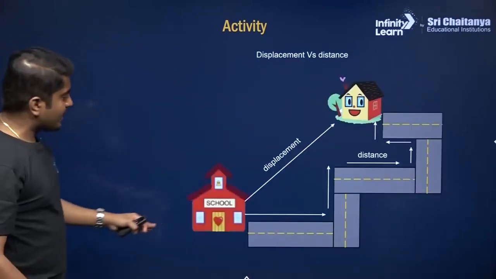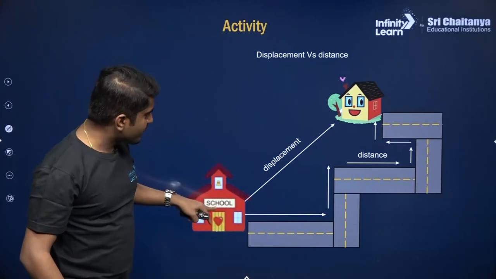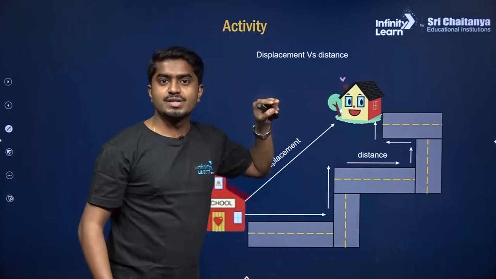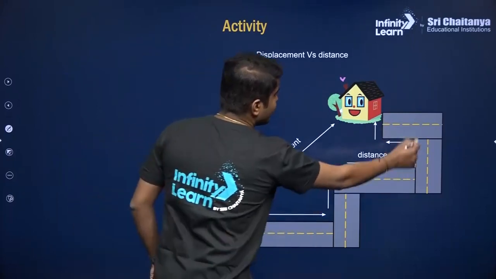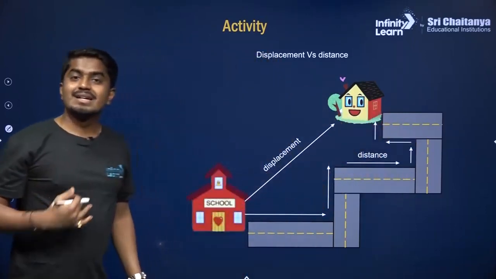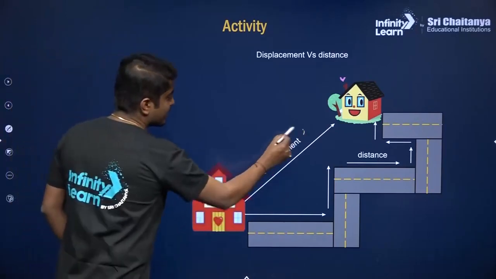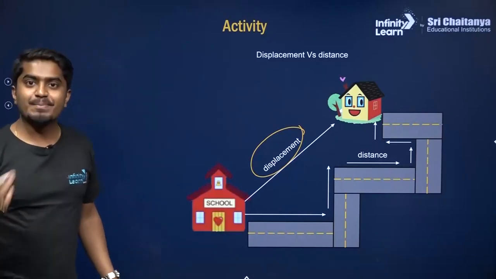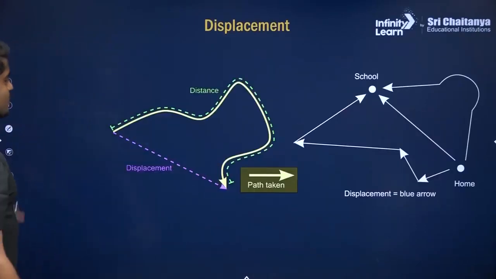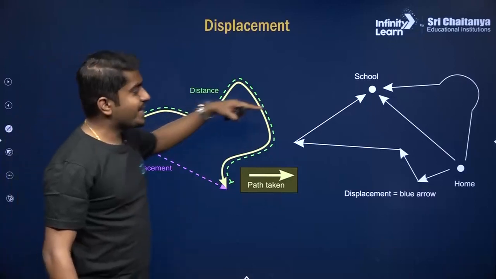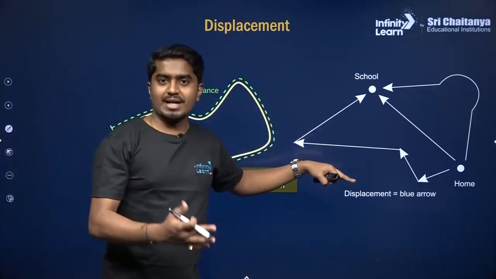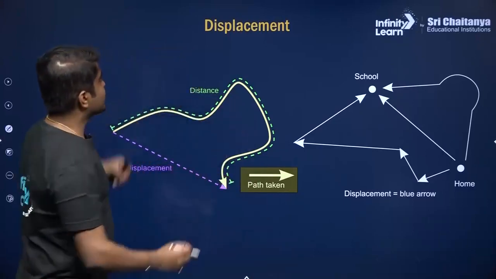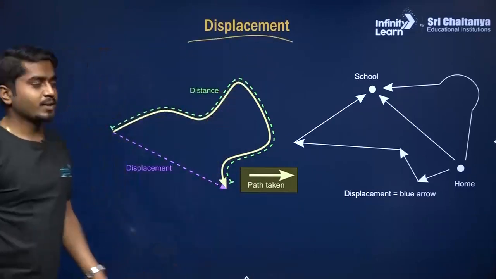Another example: the person is going from school along this direction and reaches the house. This is going to be the total distance traveled. But what is the displacement? The shortest path is our displacement. Clear? Again, there are different ways to go from one place to another, but only one shortest path, and that we call displacement.